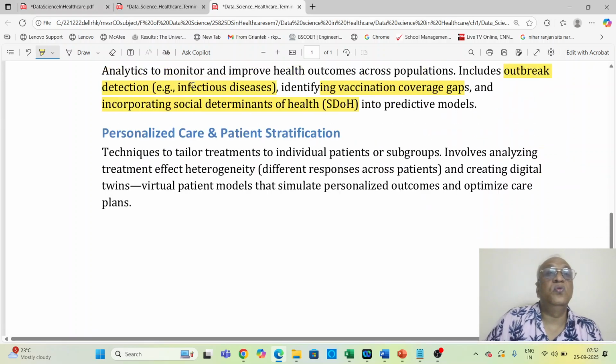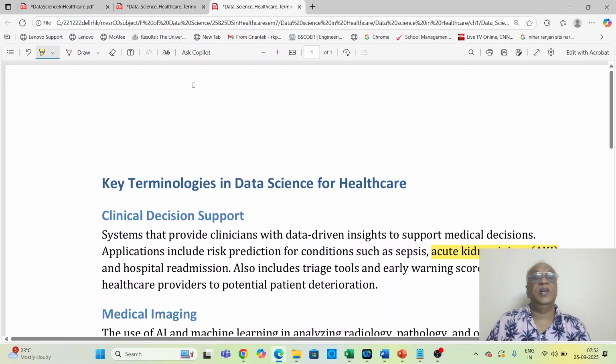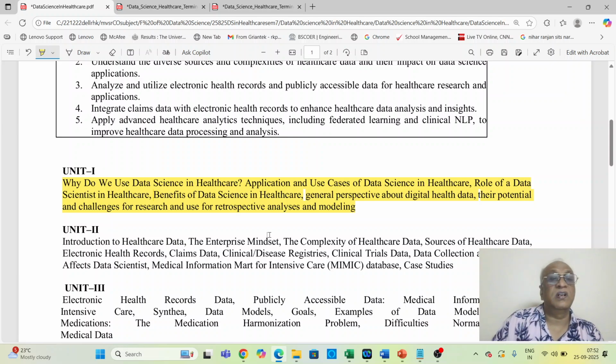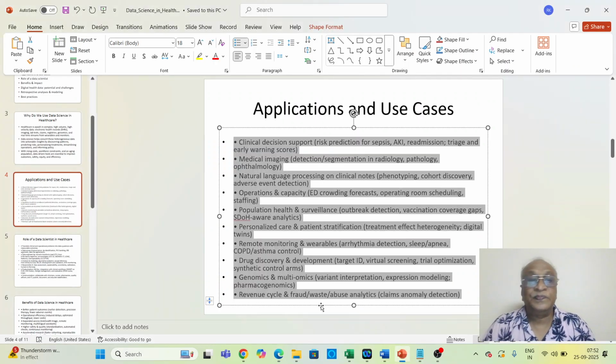So these were the two PDFs which helped us in understanding the key terminologies in data science in healthcare. Then we can move to the syllabus points of Unit 1, which are why do we use data science, applications, role of a data scientist, benefits of data science, general perspective about digital health data, potential and challenges for research and use for retrospective analysis and modeling. So we'll quickly go through it.